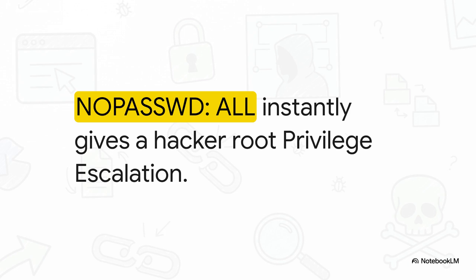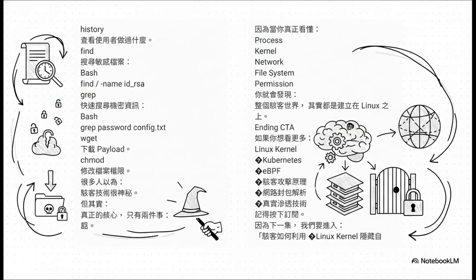You see, in a lot of companies, admins will misconfigure the sudo file just for convenience, letting engineers execute administrative commands without typing a password every time. When a hacker compromises a basic, low-level account that happens to have this misconfiguration, they literally just type sudo su, hit enter, and instantly achieve root privilege escalation. Game over.